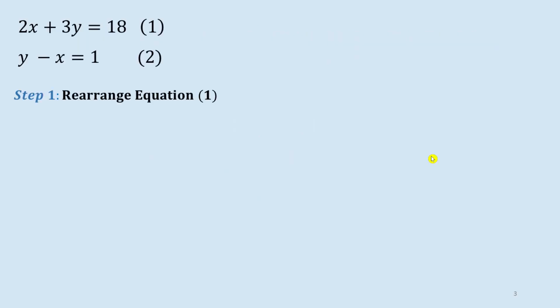So, step 1, we're going to rearrange equation 1. I've highlighted in blue the 2x, and in red, 3y. We're going to put the 3y where the 2x is, and the 2x where the 3y is. I'll explain why I do that later. And we're allowed to rearrange these on the left hand side. You can do that for any equation.